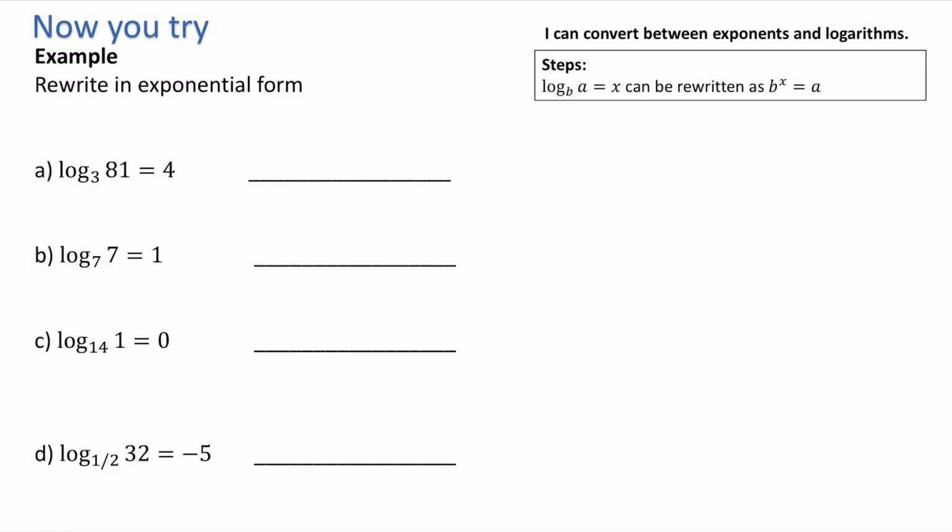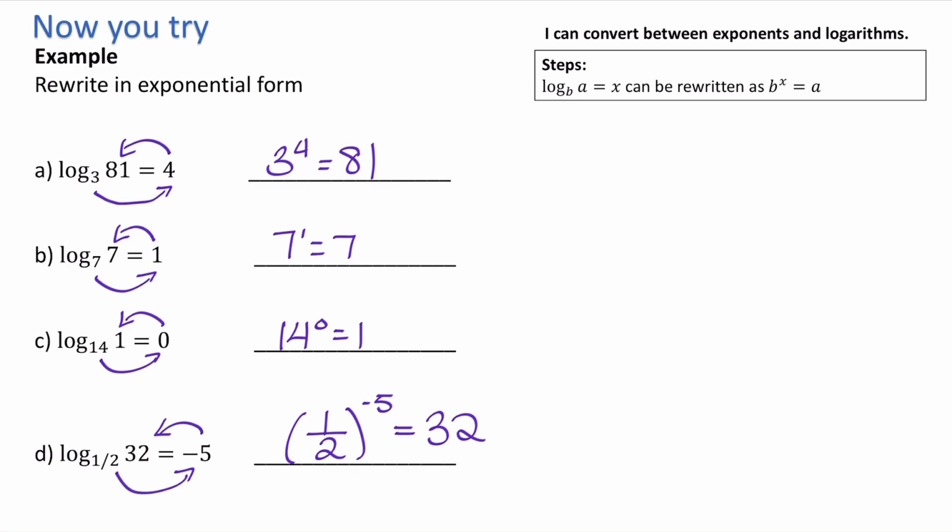So now you can pause the video and try rewriting these logarithms in exponential form. So remember, draw the arrows to help you out when you're converting from logarithmic to exponential form. Notice that we have two examples where we have those special properties, right? The log base 7 of 7 is 1, and the log base 14 of 1 is equal to 0.